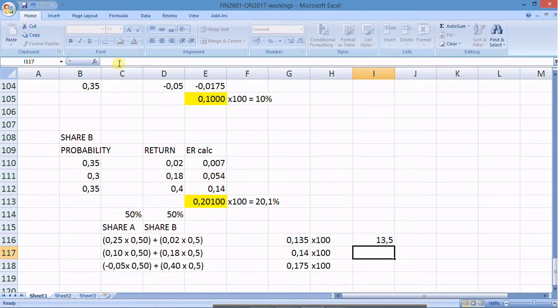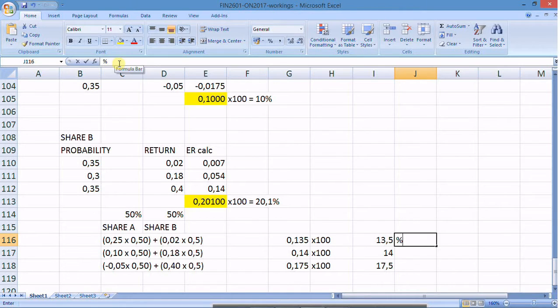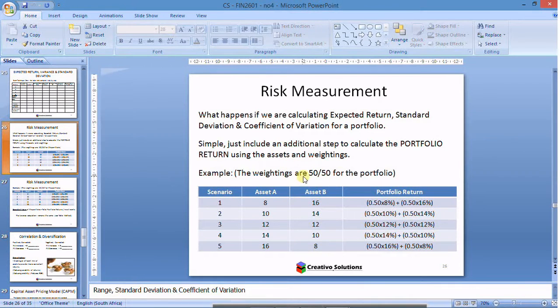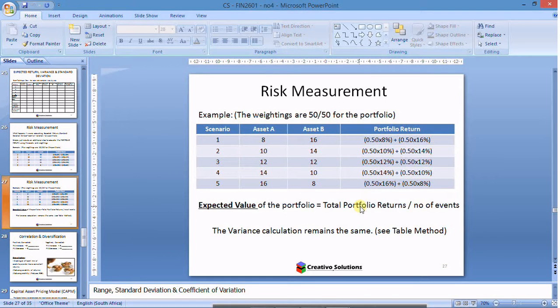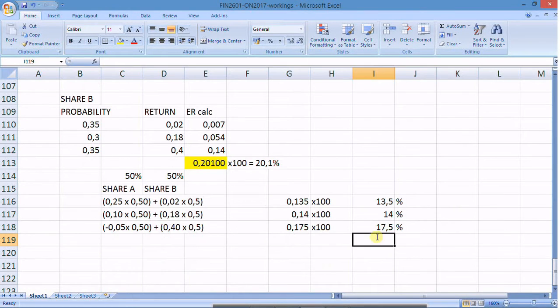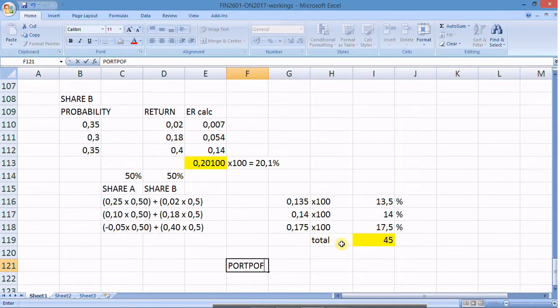13.5. Alright, so now that we've got that, we go back to our notes. We've done that part. Then we just need to sum up and divide by the number of events. There's my sum, that's the total. And then divide. So the portfolio return is 45 divided by 3, which is 15. Is it 15%? Yes. And that's the answer.